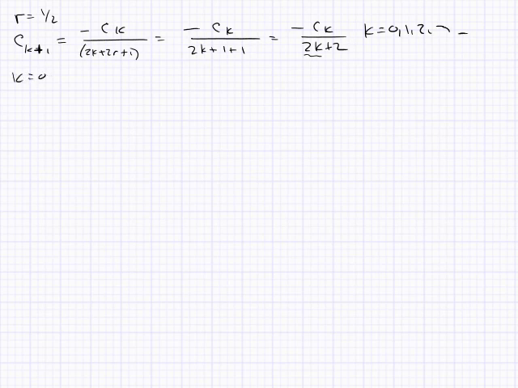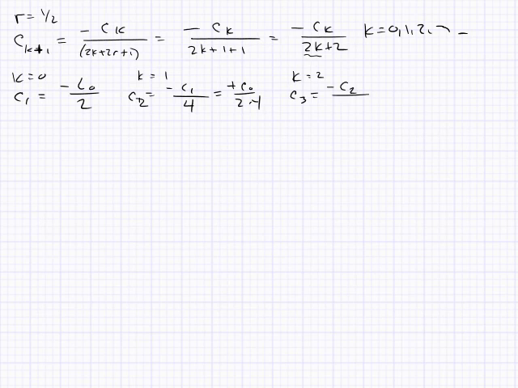So anyway, with k equals 0, we would get c sub 1 equals negative c sub 0 over 2. K equals 1, we get c sub 2 equals negative c sub 1 over 4. But that would actually give us positive c sub 0 over 2 times 4. K equals 2, give me c sub 3 equals negative c sub 2 over 6. But that's going to give me negative c sub 0 over 2 times 4 times 6.